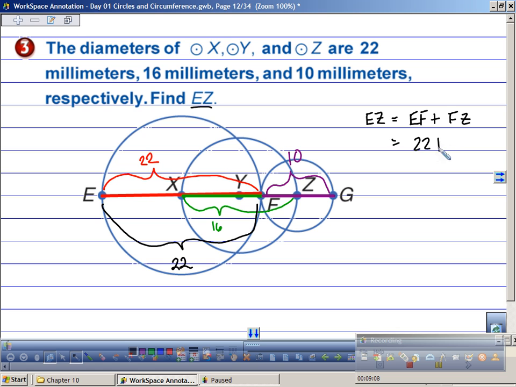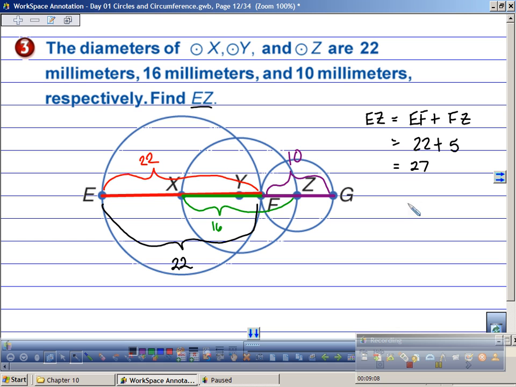So EF is 22. If FG is 10, then FZ is 5. See what I did there? If the diameter is 10, then the radius is 5. So I just added 5 to it for a total of 27. So Connor, you see why I'm saying no, you don't have to use the formula?